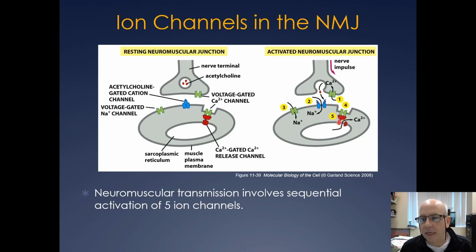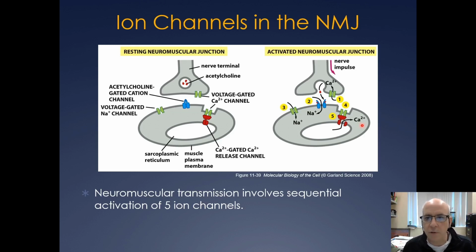And then you have a calcium-gated calcium channel that we saw in the sarcoplasmic reticulum, and when calcium binds, a ton more calcium is going to flow out. And that's going to interact with troponin and then allow a muscle contraction to proceed.